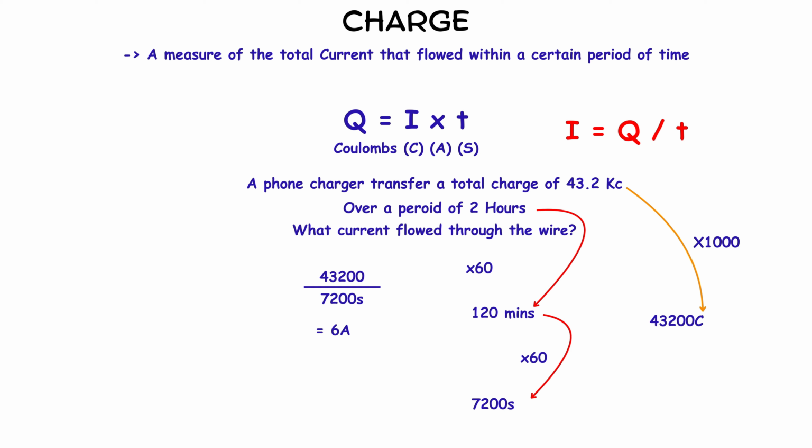Next, we need to convert our units to get coulombs and seconds. So we need to multiply 43.2 by 1000 to give us 43,200 coulombs, and we need to multiply our 2 hours by 60 to get 120 minutes, and then 60 again to get seconds, which gives us 7,200 seconds. And lastly, all we have to do is plug the numbers in and do 43,200 divided by 7,200, which gives us 6 amps.